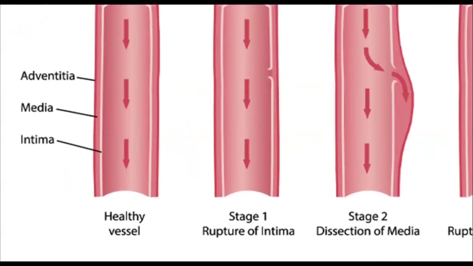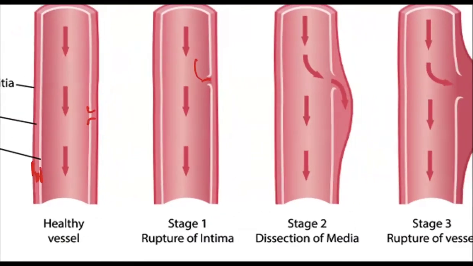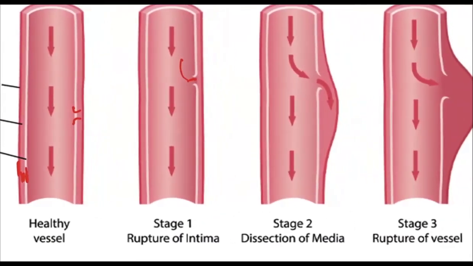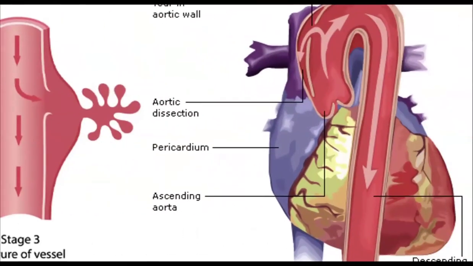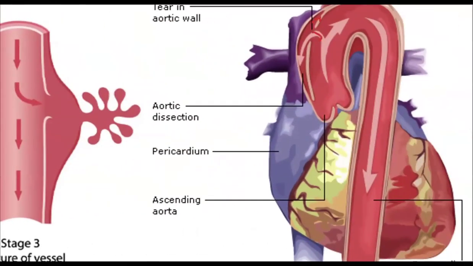We know large arteries have an innermost layer known as intima, the middle layer is known as media, and the outermost layer is known as adventitia. First, the innermost layer gets dissected, so there is a passage which is formed. Over time, the media also gets disrupted and a false lumen is created. This false lumen, what will happen? Through this false lumen, the blood might enter back into the heart.